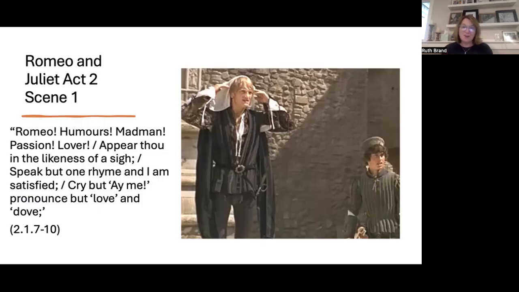his buddies are looking for him. So we have Mercutio and Benvolio. They're not in the same place Romeo is. They haven't found a girl that they're twitterpated over. They were at the party and they're looking for Romeo.